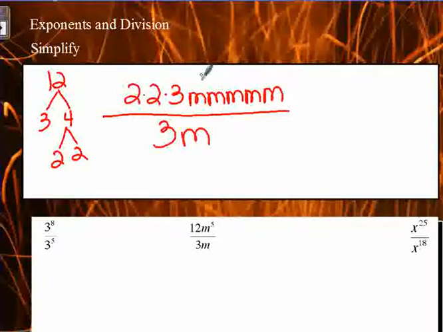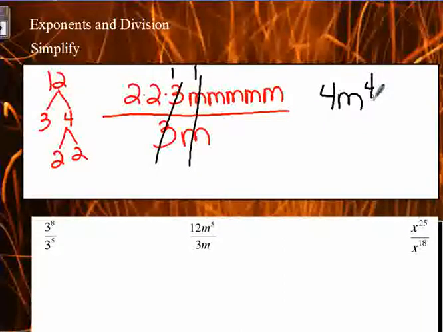When I divide, m divided by m is 1. 3 divided by 3 is 1. I get 4, what's left on the top. Nothing's on the bottom, which is just 1. So 4 divided by 1 is 4, m to the 1, 2, 3, 4th power.